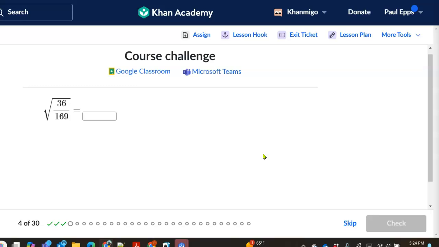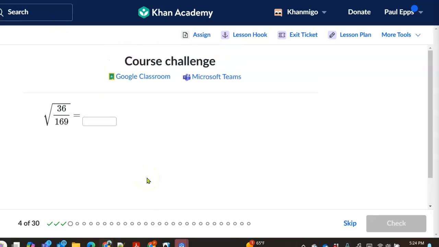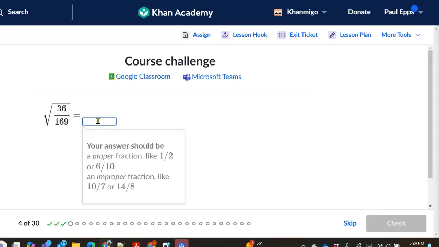$36 divided by 169, and then take the square root. Well, do we get a calculator? I don't get a calculator. Isn't 169 the square of 13, right? 13 times 13 is 169. Okay, so the square root would be 6 over 13.